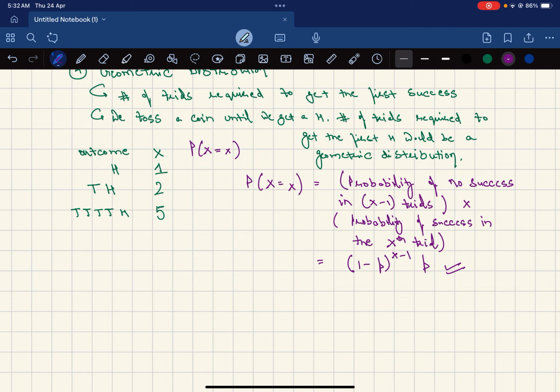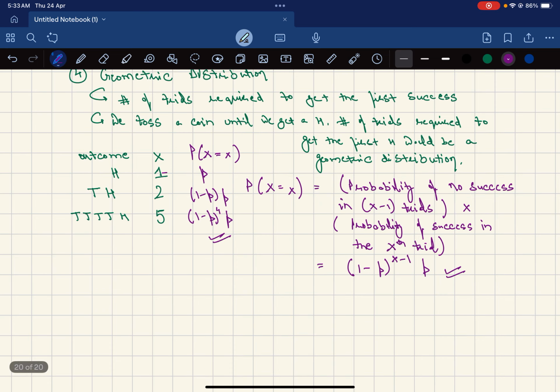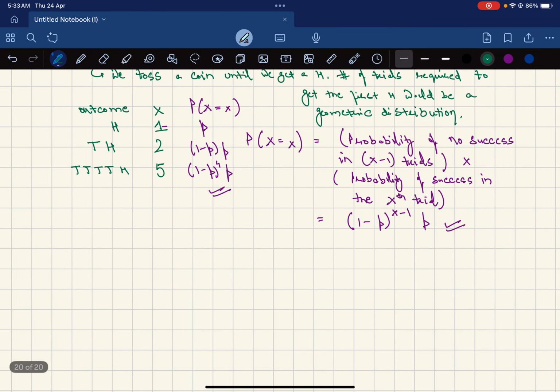Now we can easily get the probabilities here for different values of x, which we saw earlier. So for x equal to 1, it will be p, since there's a p probability of getting a head in the first toss. Then for getting first tail and then head, it should be 1 minus p into p, and then 4 tails and 1 head, it should be 1 minus p raised to power 4 multiplied by p, because that is the probability of ultimately getting a head. So this is how we get the probability distribution for a geometric distribution. So this is about the geometric distribution.